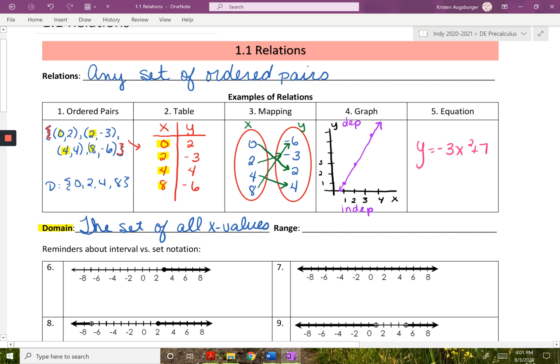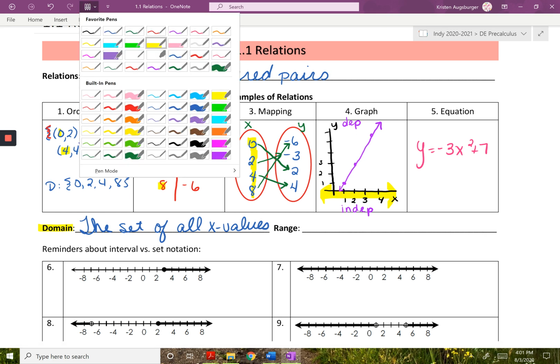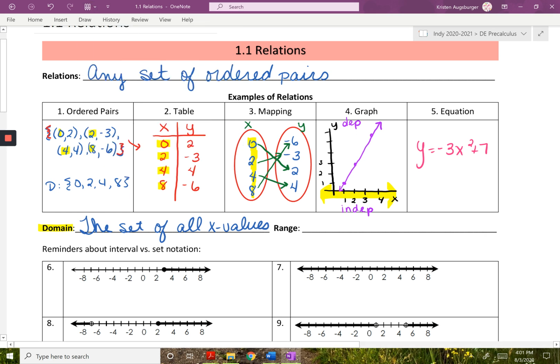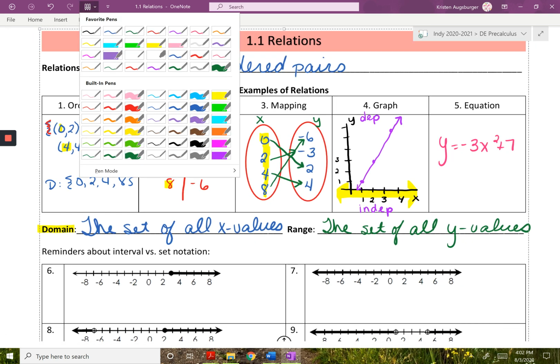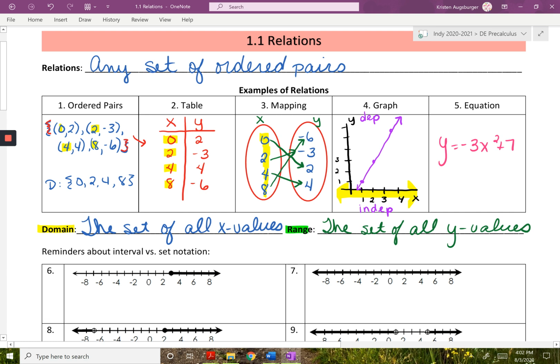And we typically like to put them in numerical order, just because it keeps us understanding what's going on. So my domain is the set of all x values. We're discussing the range. The range is then the other side. The range is the set of all y values. All of the dependent values, everything that we get after we put our domain into the function. So that means the range is going to be the second portion of all of these.